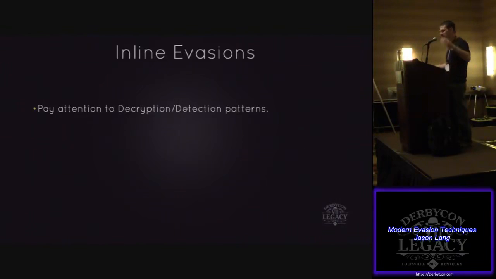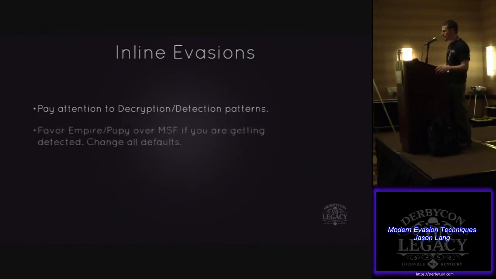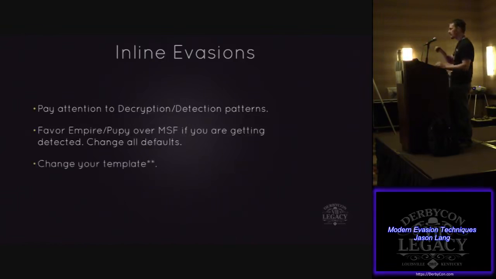All right, so, more evasion. Just some tips here. Pay attention to decryption detection patterns. Red teamers, this stuff is kind of for you. If you get a shell and then your shell dies, chances are SSL decryption is getting in the way, and you need to kind of up your game a little bit. So, favor Empire and Puppy over MSF. If you are getting detected, change the defaults. It's not hard to do. Change your Metasploit template.